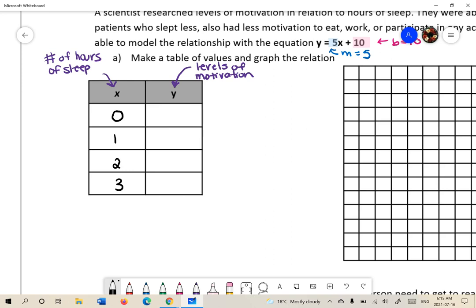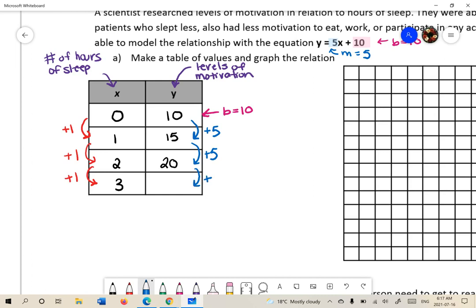So when x is equal to 0, y is equal to 10. And I know this because my b value is 10. Using my slope, I'm going to increase my y values by 5. So when x is increasing by 1, y is increasing by 5.